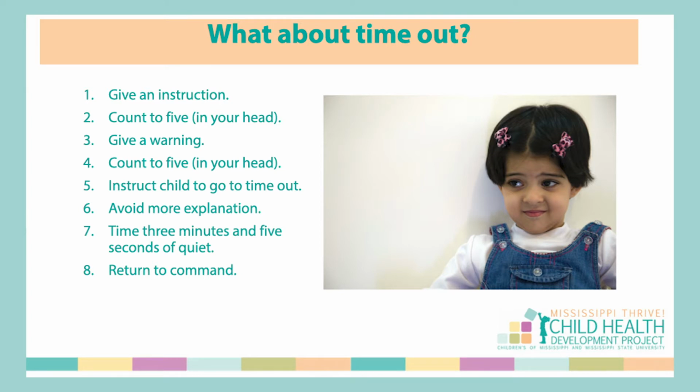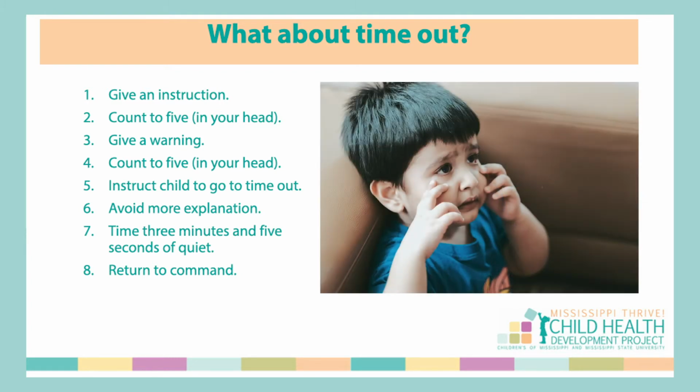Then we give that warning again. So if you throw your toy, you're going to time out. If you put it away on the shelf and come with me to get a snack, then you can play with your toy after a snack. Watch what your child does. If they throw the toy again, we have to follow through with that consequence. But again, we're going to count to 5 in our heads and give them the time to follow the direction. If they don't put the toy away or they throw it, we're going to tell them to go to timeout. We're not going to talk about it anymore, and we're going to time them for 3 minutes.